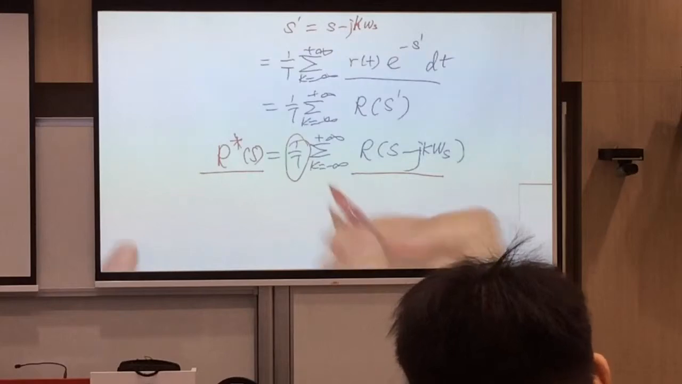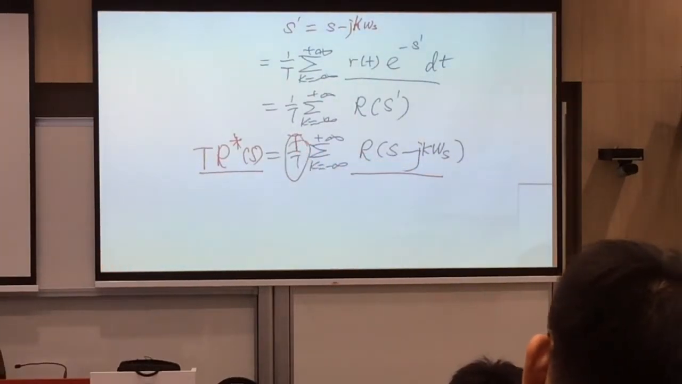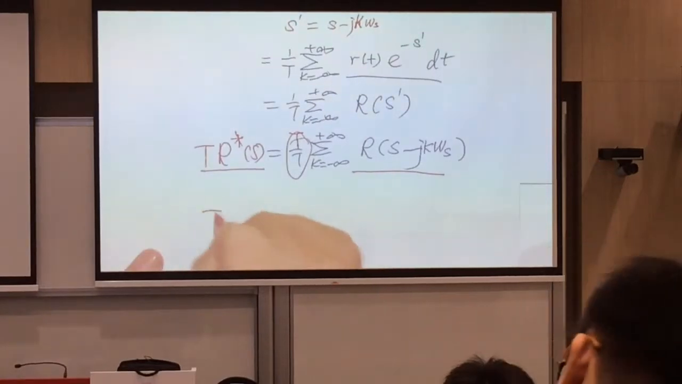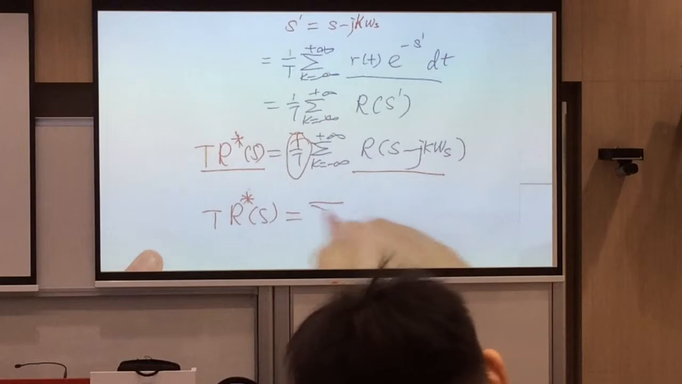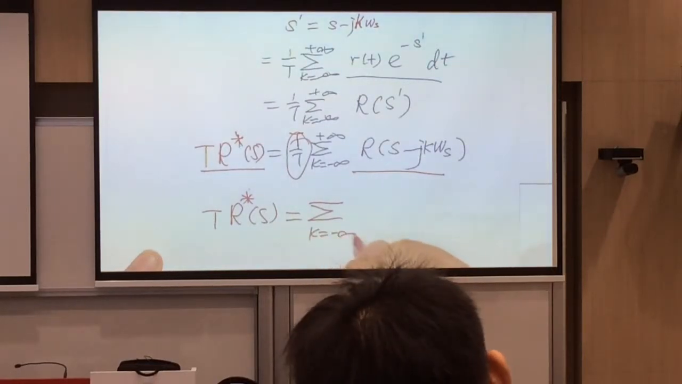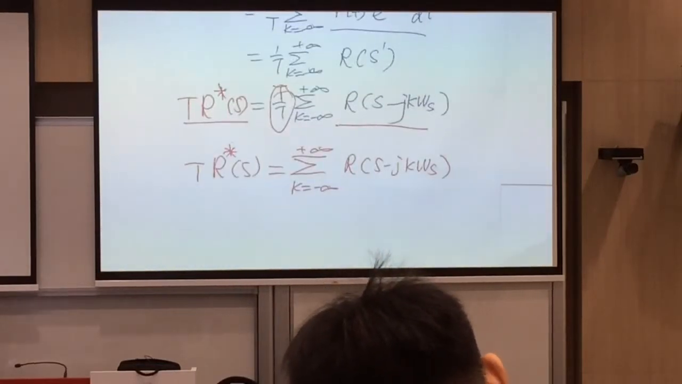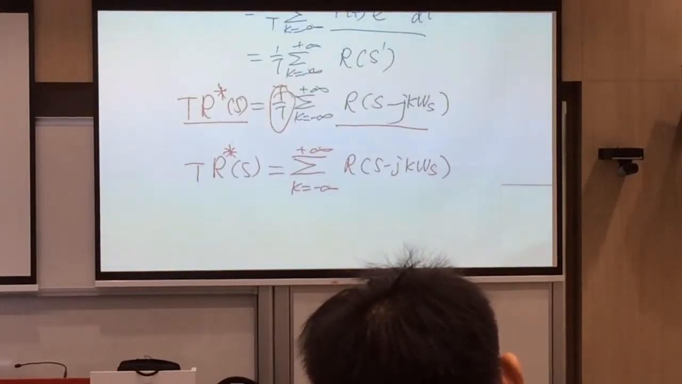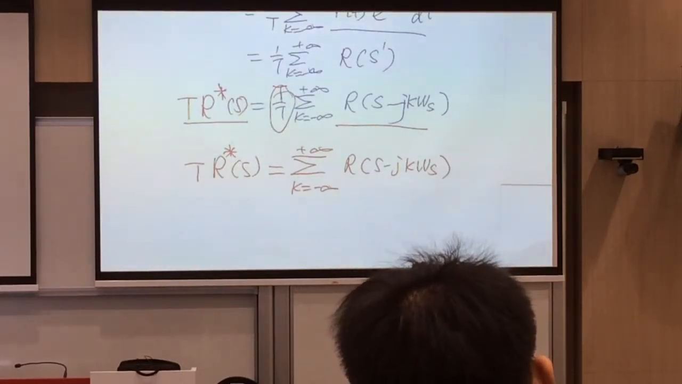So if you want to reconstruct back, what do you want? You want to multiply with T. So your T R star S will be this one, right? First of all, this is the reason why you see T R star.